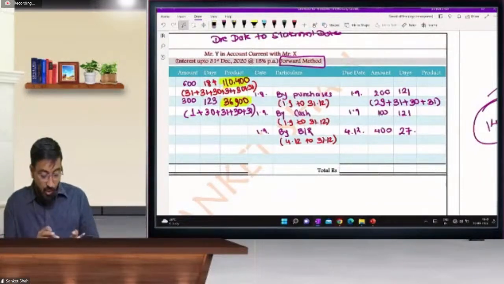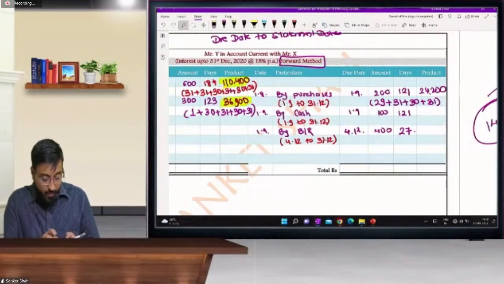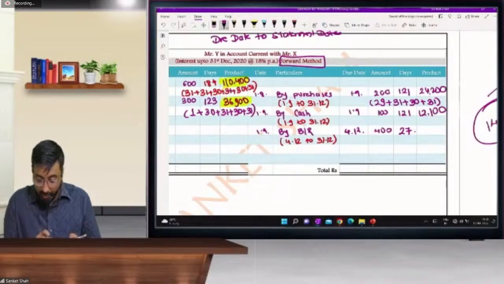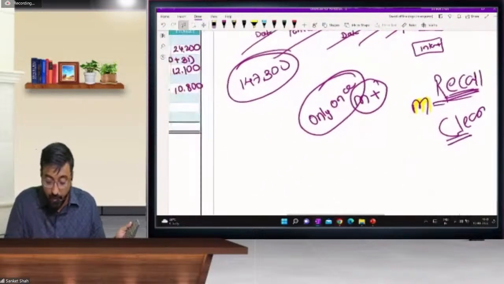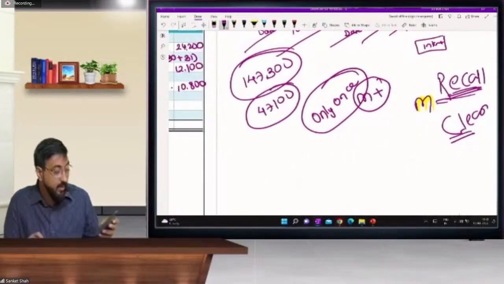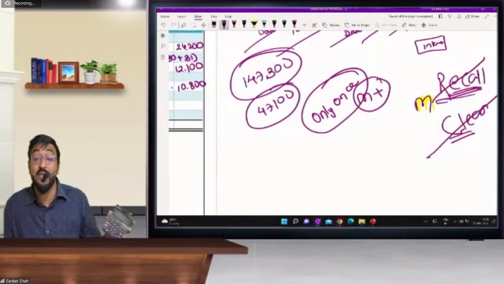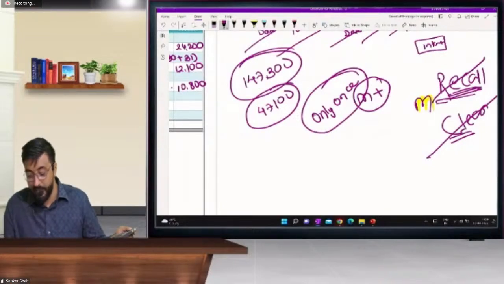Okay. So now press 200 into 121 memory plus, 24,200. 100 into 121 memory plus, 12,100, and 400 into 27 memory plus, 10,800. And now you press memory recall, you will get 47,100. Press the memory recall button 2 times, so it recalls and then it gets cleared. Now there is nothing in your memory. How much answer are you getting? 47,100. Try.